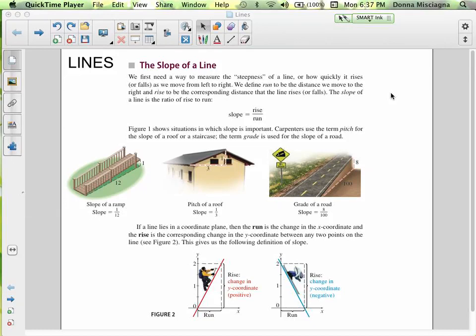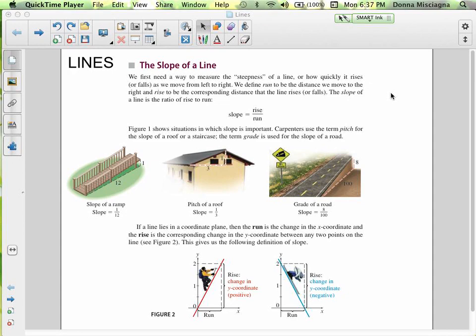Now let's look at equations and graphs of lines. Slope of a line. We first need a way to measure the steepness of a line, or how quickly it rises or falls as we move from left to right. We define run to be the distance we move to the right, and rise to be the corresponding distance that the line rises or falls. The slope of a line is the ratio of rise to run.